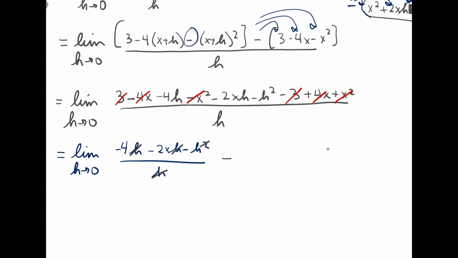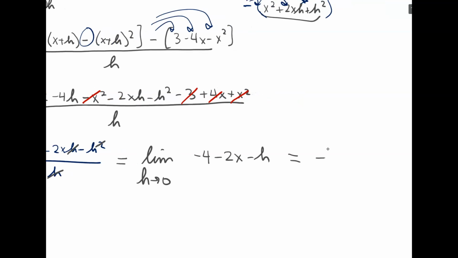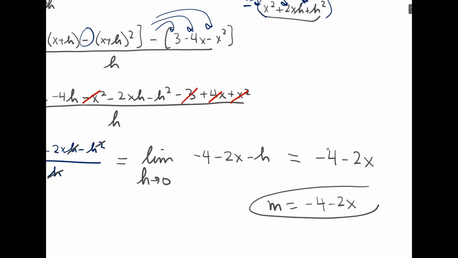So if I put h equals 0, okay, let me rewrite this. I'm sorry, I tried to go a little too fast. Negative 4 minus 2x minus h. And if I plug in 0 for h, I get negative 4 minus 2x. Okay, so I found this is the equation for the slope of the tangent function.